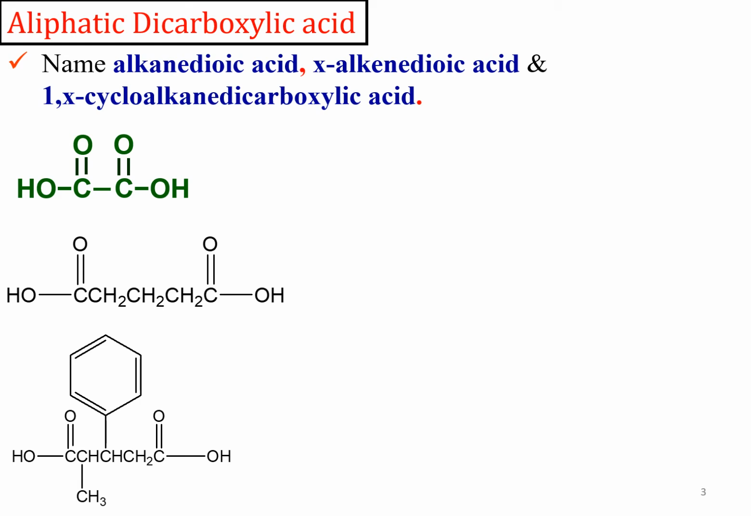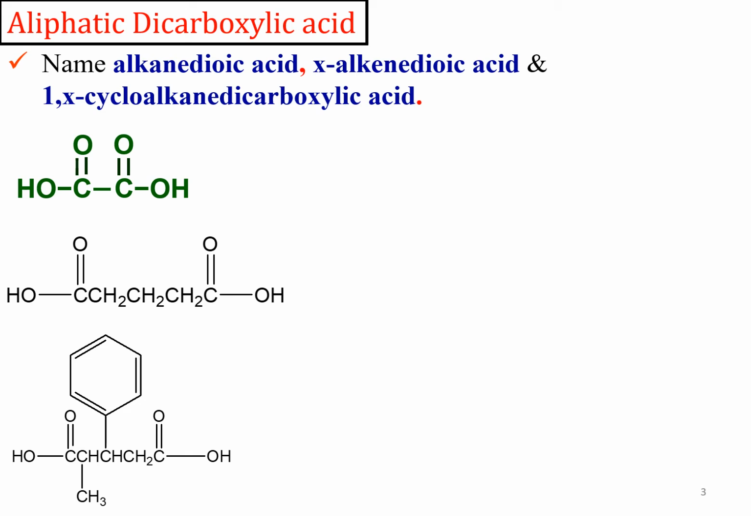Aliphatic dicarboxylic acid: name as alkane dioic acid, or X-alkene dioic acid. The X stands for the position of the carbon-carbon double bond. For a cycloalkane, name as 1-X-cycloalkane dicarboxylic acid, which means the carboxyl groups are attached to the cycloalkane, and the 1 and X indicate the position of the COOH. Okay, so we look at the first example.